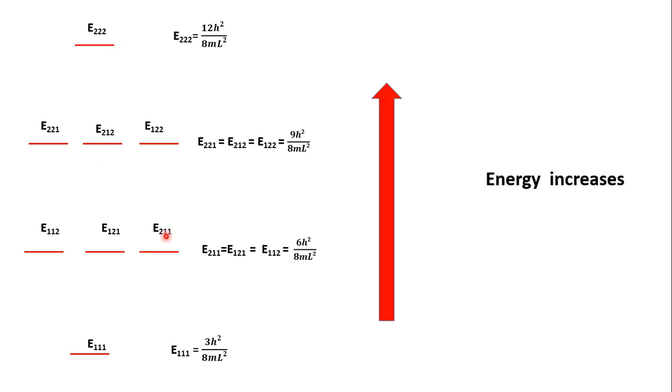There's only one level having the same energy, and so this is equivalent to degeneracy 1, which we normally don't specify. From the bottom to the top, the energy level increases.